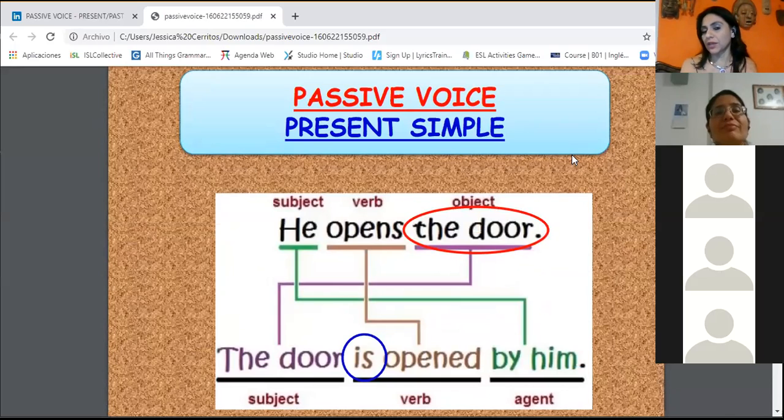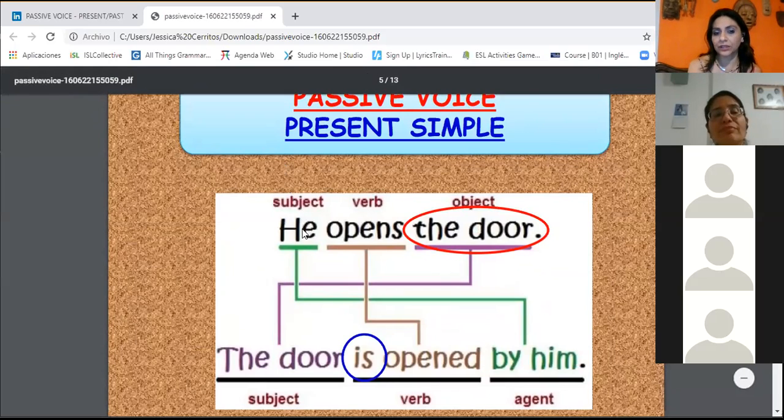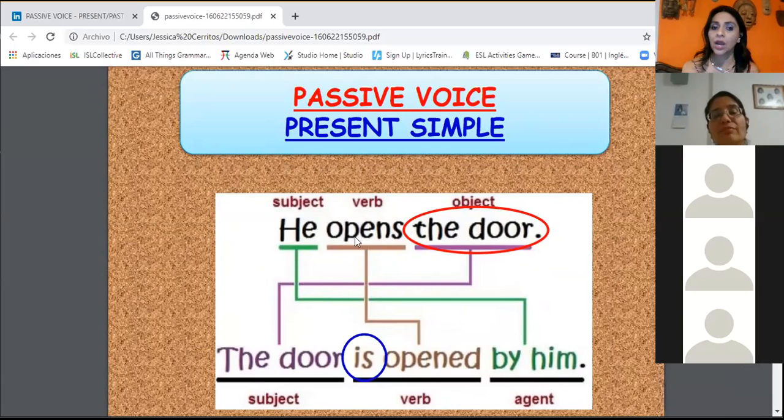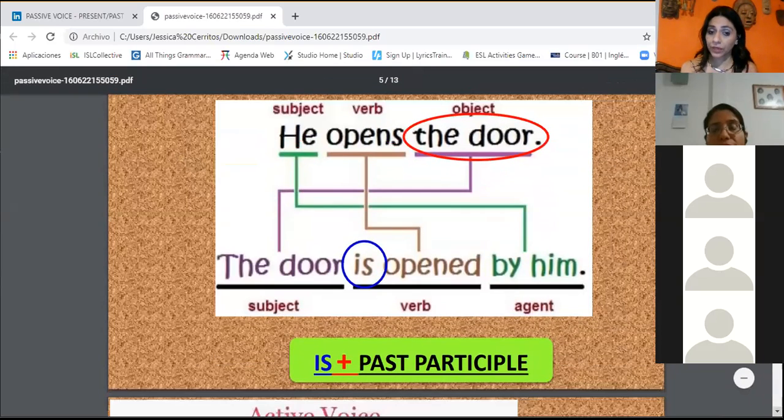Thank you. Same thing happening here. Passive voice, present simple. He opens the door. You see these little arrows, they are not there for decoration, but to show you that they switch places. When it comes to active, he opens the door, the subject becomes the agent. The verb changes to the simple present of the verb be plus the past participle of the verb that we had here. And then the object comes at the very beginning. So he opens the door, or the door is opened by him. So here, to make it passive voice simple present, we need to use is in this case plus past participle.